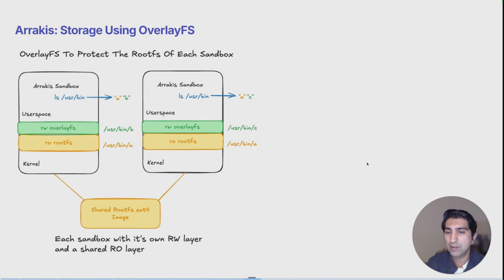So we have a shared base layer of a read-only root FS that's shared between sandboxes, and you can see that this is the yellow one with user bin A here. But on top of that, every sandbox gets its own read-write layer. So this is where all the new files it creates go. And so you have this very nice balance between the root FS being protected and shared between sandboxes, but they get their own read-write layer.